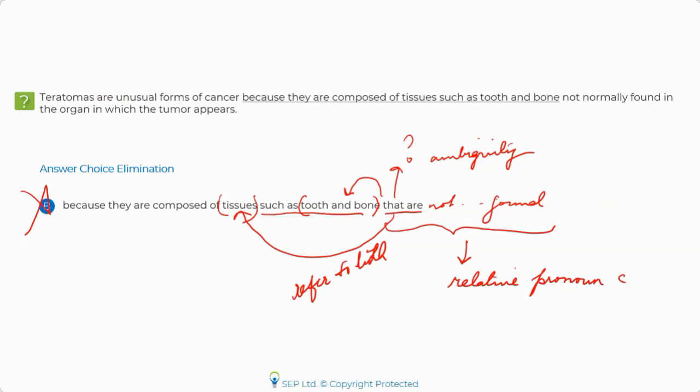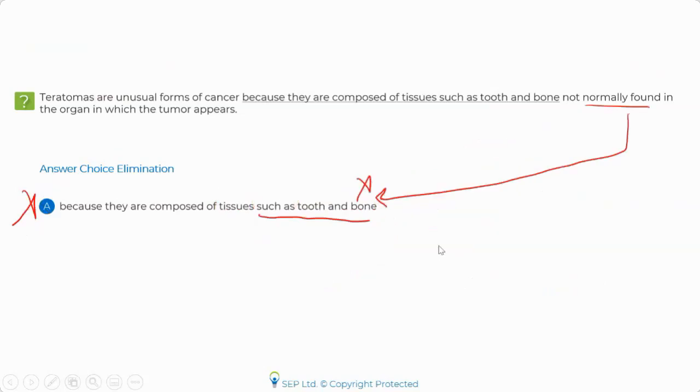Relative pronouns can only jump small prepositional phrases or examples. So, Yasmin, I'm just going to quickly run through A. Guys, we need to help out Yasmin a little bit here. So, Yasmin, not normally found, okay? Such as tooth and bone, not normally found, okay?